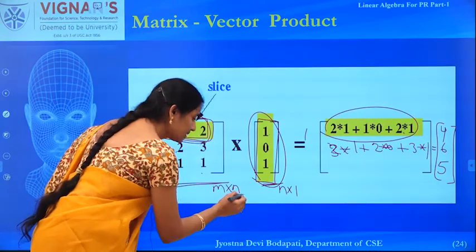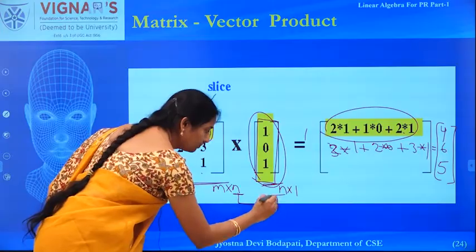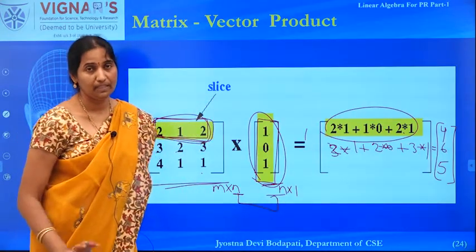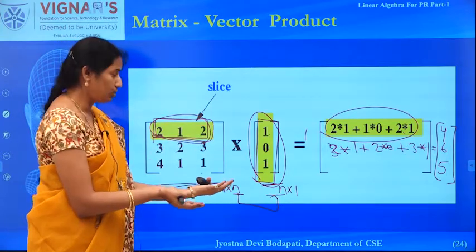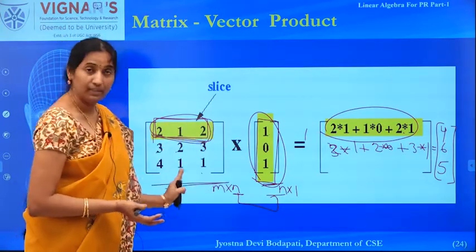So now these two sizes must be the same. Then only they are compatible for multiplication, otherwise they are not. And you can even proceed in the other direction also. So a vector can be multiplied with a matrix also.